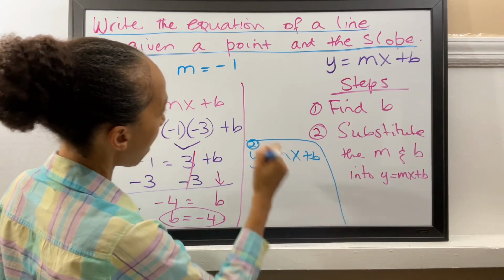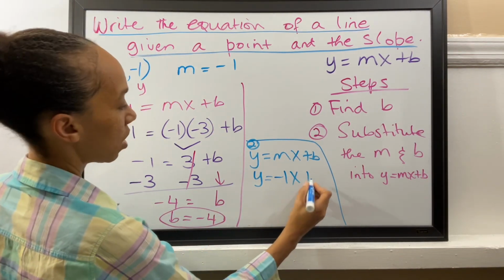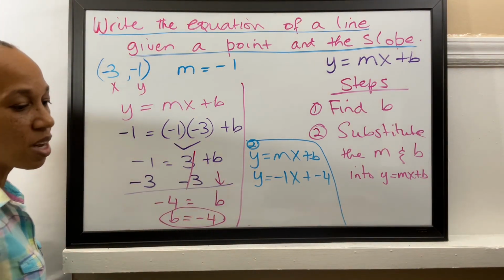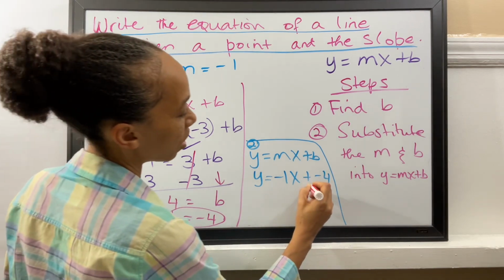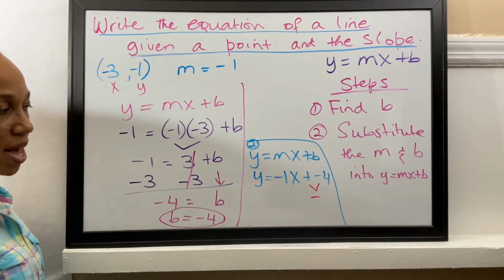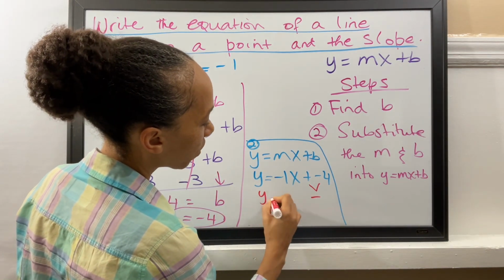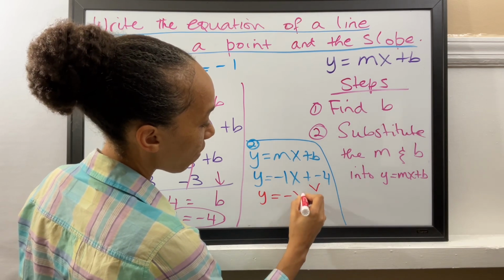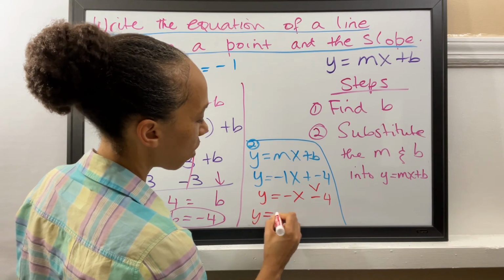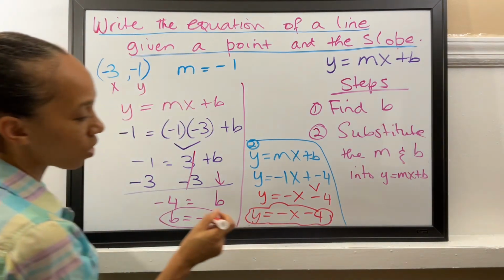I'm substituting my m, which is -1x plus -4. But if you find yourself doing that, you're simply going to change this to minus. Just get rid of the 1 because you need to make it invisible. So the answer is going to be y equals -x minus 4. So this is your answer. y equals -x minus 4 as your answer for your equation.